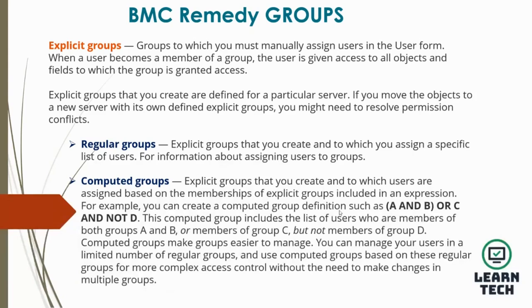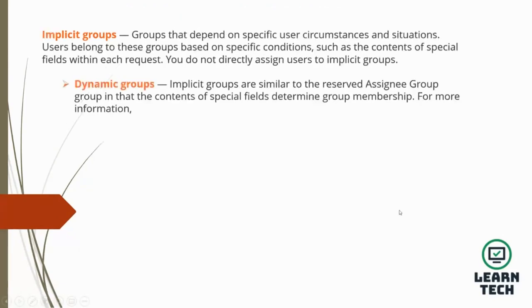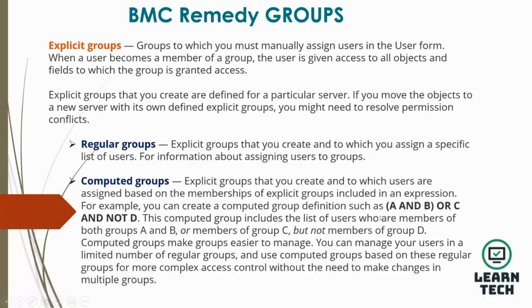Similarly, if I want to exclude some people, I can define a qualification, which is given here in the PPT, that if people belong to A and B or C, that means I need a person who belongs to A and should also be part of B or C, and not D. That means he should not be part of group D. Then only will he be a member of this particular computed group. We will see it in a live example, how it is done. This is just a basic explanation of computed groups.